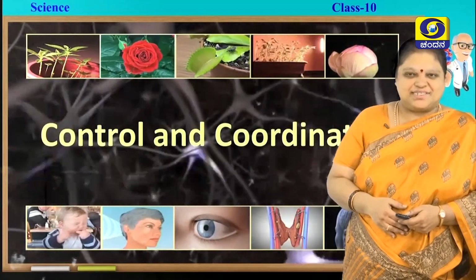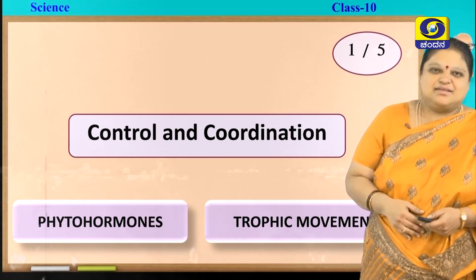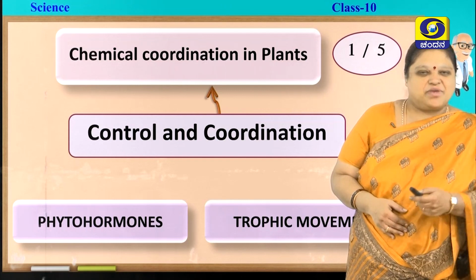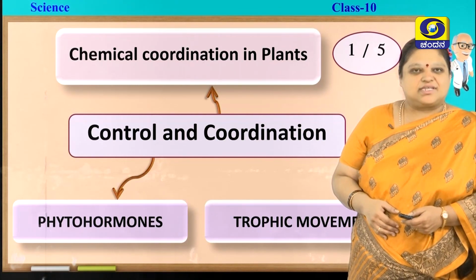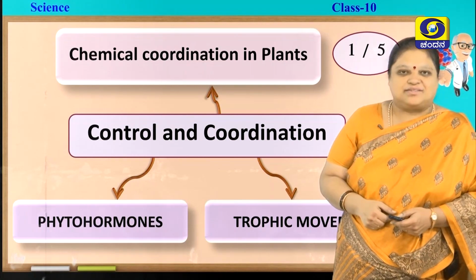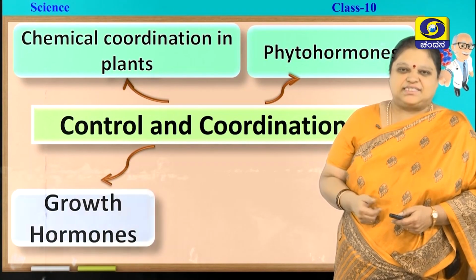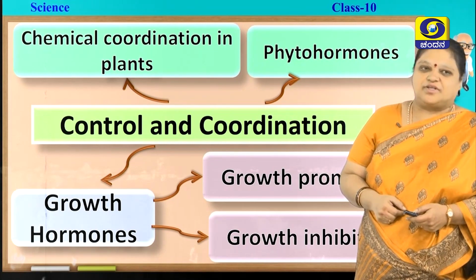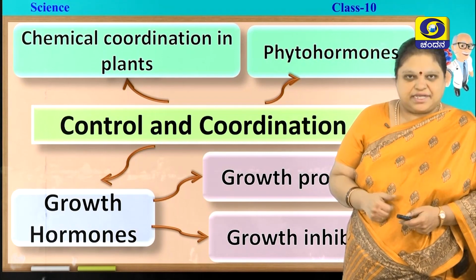So, this is my first session. Let us see what all we will study in this session. In control and coordination, we will study about how chemical coordination takes place in plants. Then we will also see how the phytohormones and the trophic movements take place in the plants. Okay. So, we will be studying about these in this chapter, and in this growth hormones we will also study about growth promoters as well as growth inhibitors.